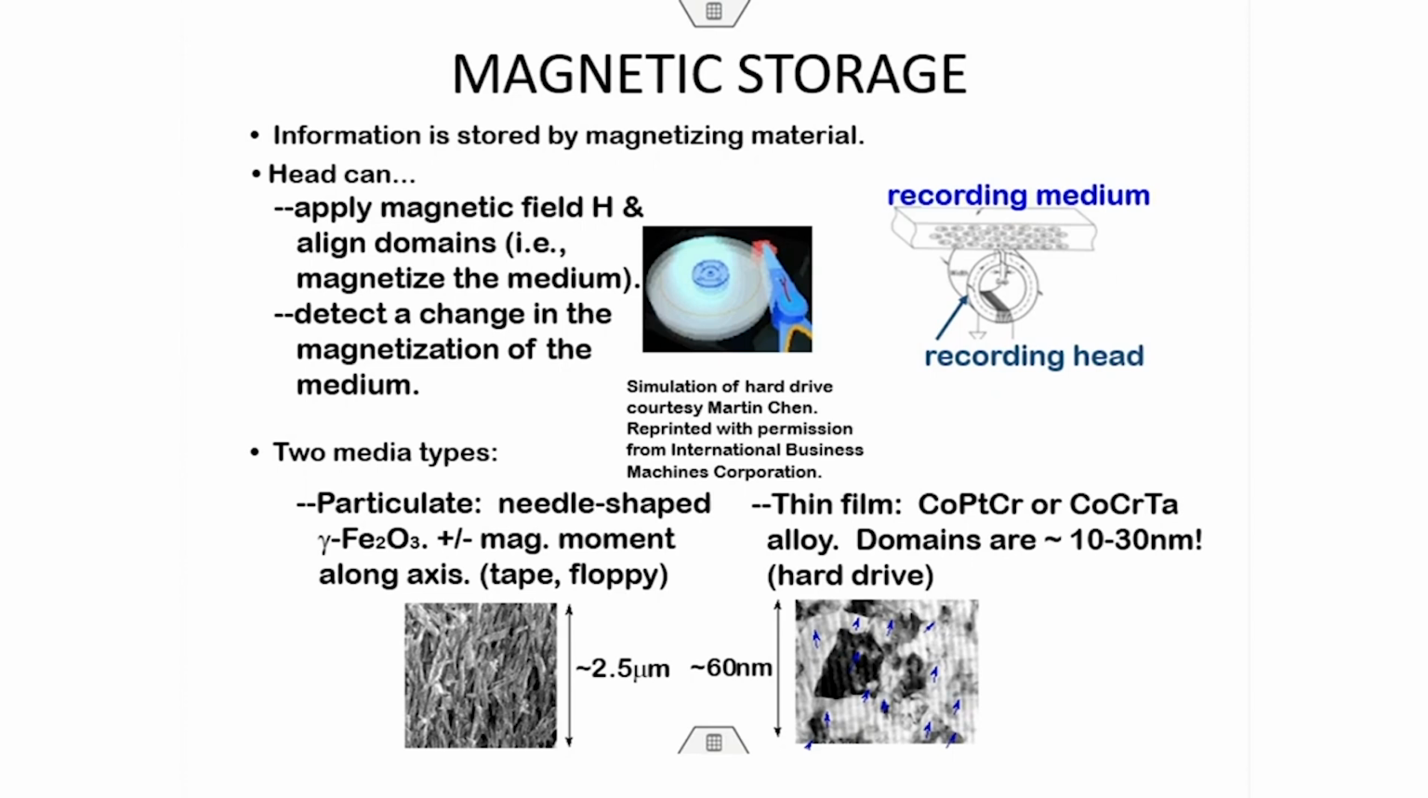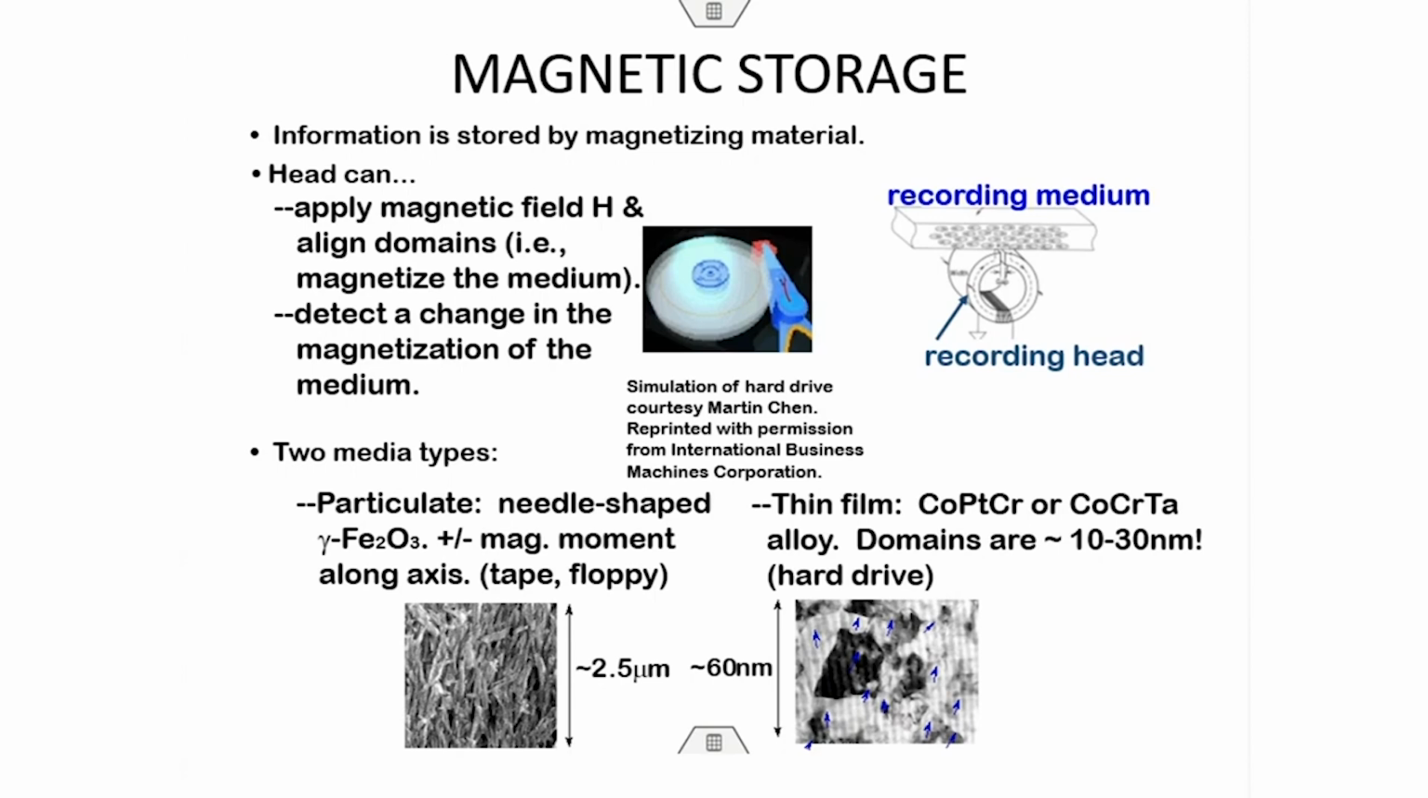There are two types of media. One is called particulate, needle-shaped Fe2O3, with plus or minus magnetic moment along the axis, like a floppy disk or a tape. The other is thin films, like hard drives or even CD drives, which use cobalt platinum chromium or cobalt chrome tantalum alloy. Again, these concepts come into the picture.